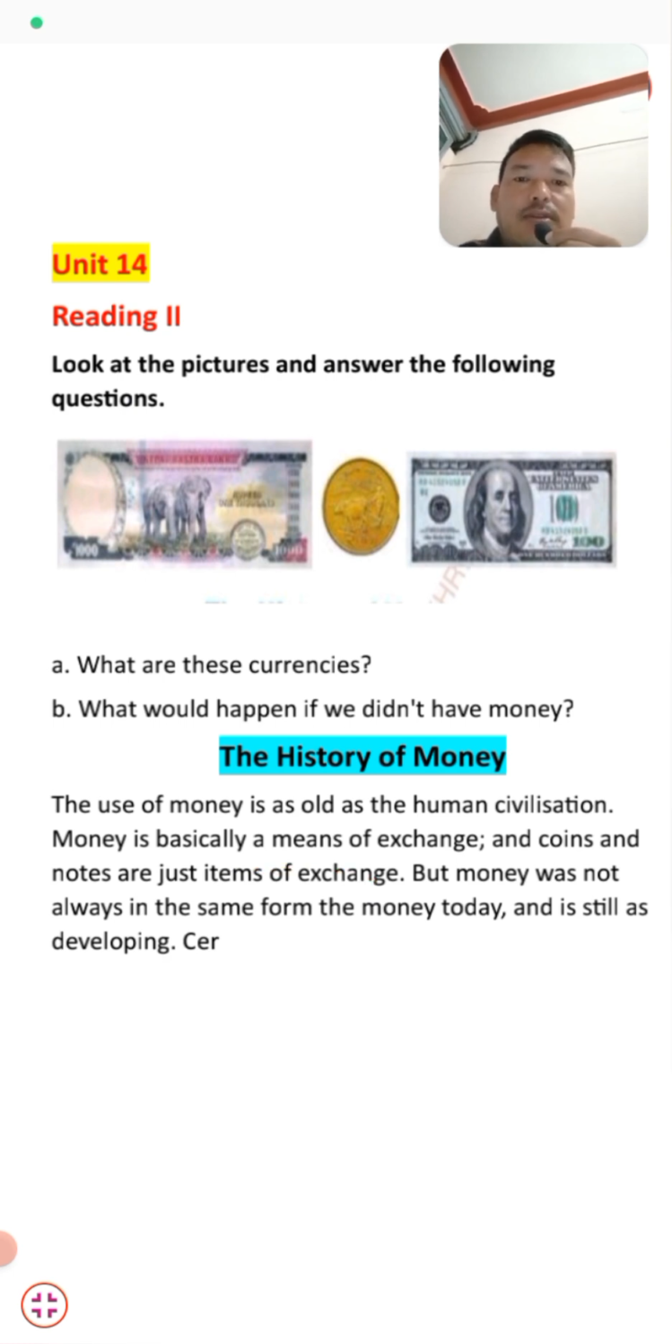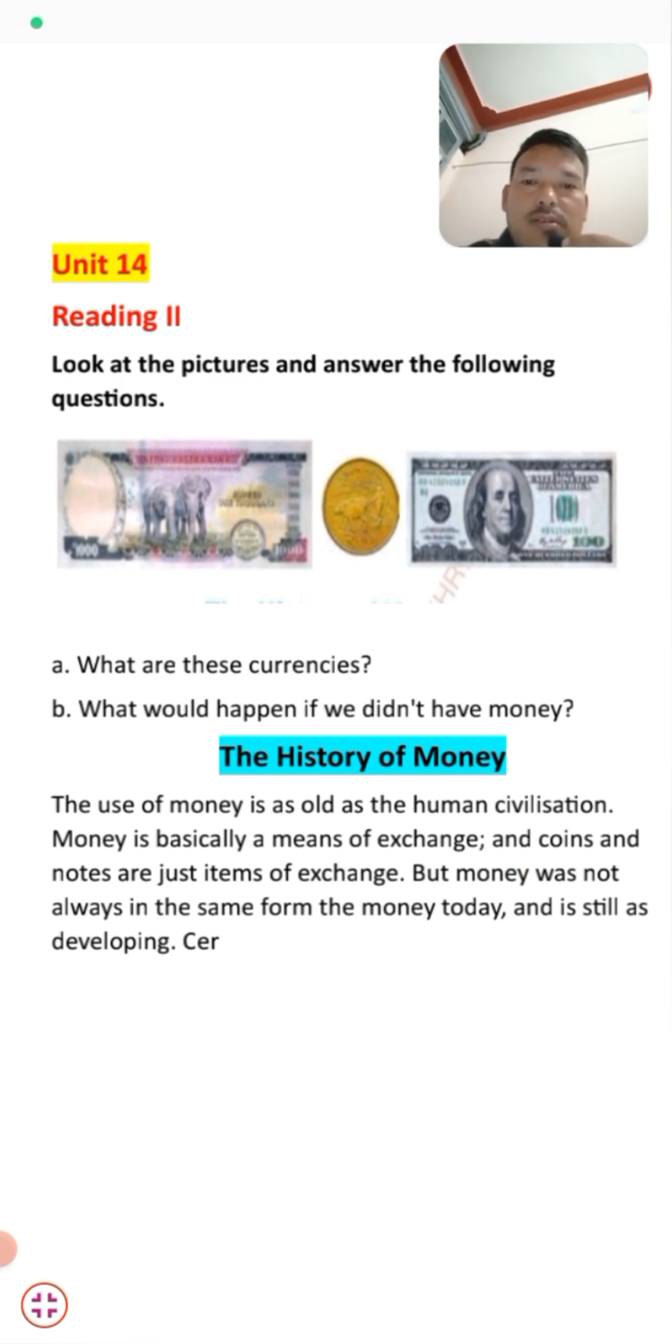Here we have to understand what money is. Money is something, students, that is used to trade things. Trade means business, so we can say trading businesses. It is something that is used for trading things. For example, students, coins and notes are just items of exchange. Coins and notes, here meaning bank notes, paper notes, are examples of money that we use in our daily life in order to trade and in order to do business.